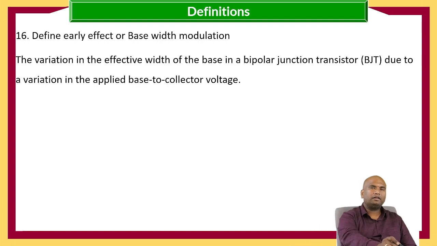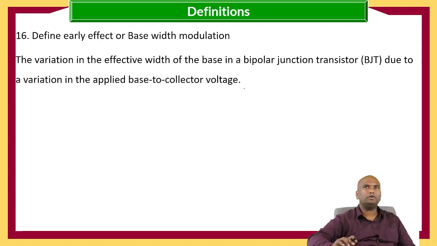Define early effect or base width modulation. The variation in the effective width of the base in a bipolar junction transistor due to a variation in the applied base to collector voltage. Here the variation in the effective width of the base in a bipolar junction transistor is due to the variation in the applied base to collector voltage.